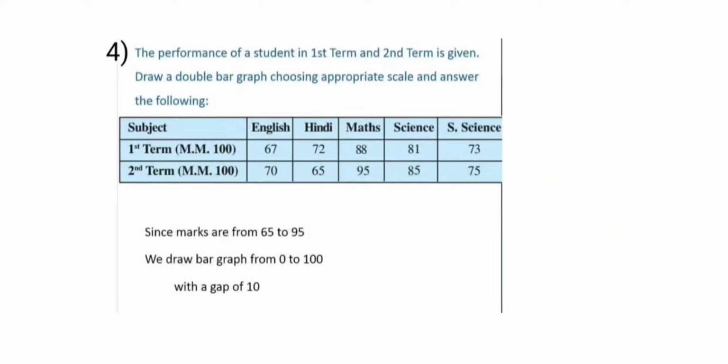Next, the performance of students in first term and second term are given below. Draw a double bar graph choosing appropriate scale and answer the following question. So here the subjects English, Hindi, Math, Science and Social Science, and first term, second term, out of 100 marks, following marks are given in a table. Okay, so using this table you will represent this data on the graph. Since marks are 65 to 95, we draw the bar graph from 0 to 100 with a gap of 10.